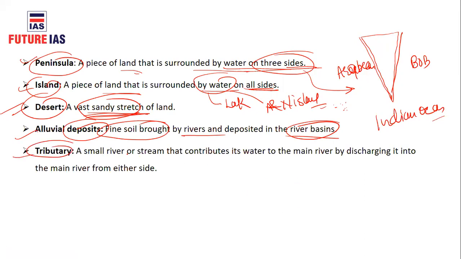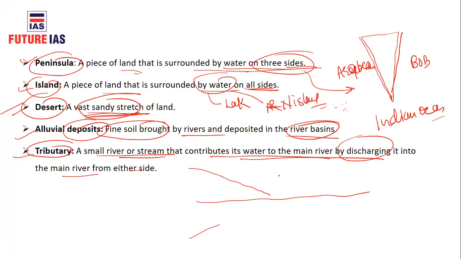There are tributaries. Tributaries are small streams that contribute water to the main river and are ultimately discharged into the main river. For example, this is the main river, and this river is contributing. These are called tributaries. So this is the main river, and these are small streams which are contributing.